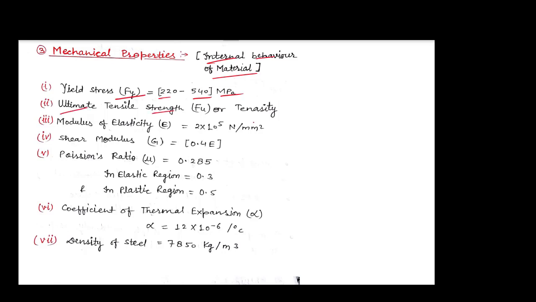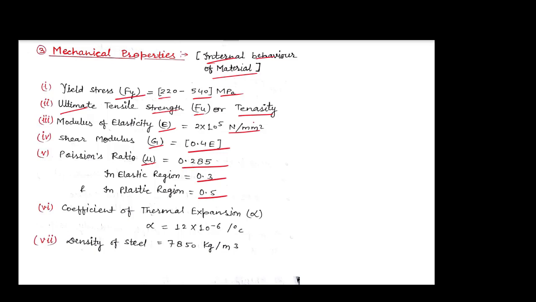Ultimate tensile strength, denoted by Fu, also known as tenacity, should be there. Modulus of elasticity of steel E is 2 into 10 to the 5 Newton per mm square or megapascal. Shear modulus G should be 0.4 E. Poisson ratio mu is 0.285. In elastic region it is 0.3. In plastic region it is 0.5. When you study the stress strain curve, you will know the values of these elastic and plastic regions. So it is directly given here.